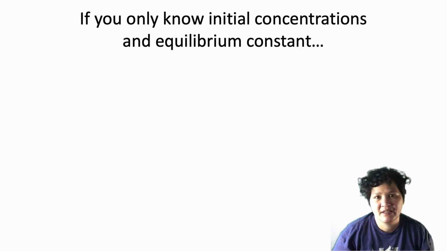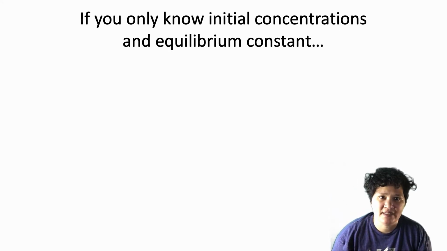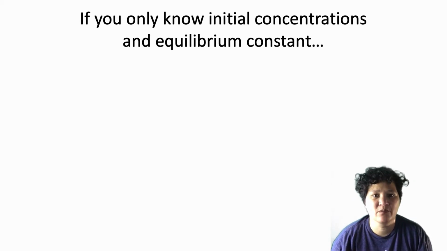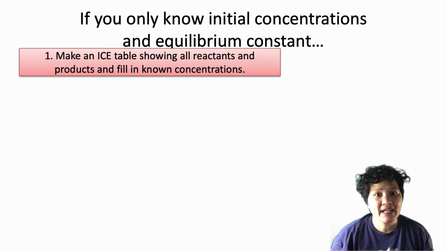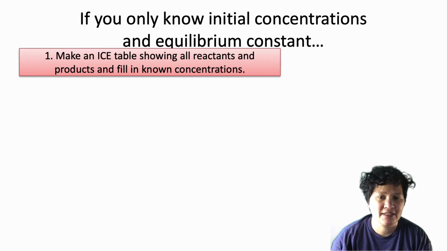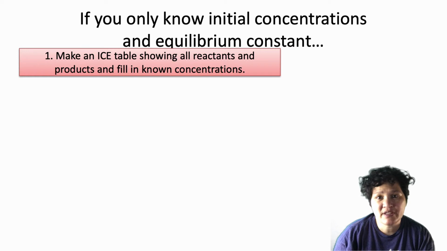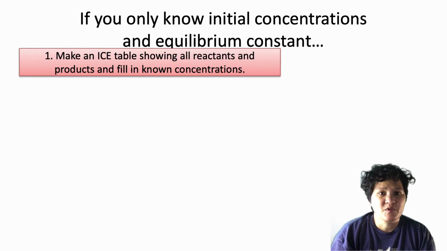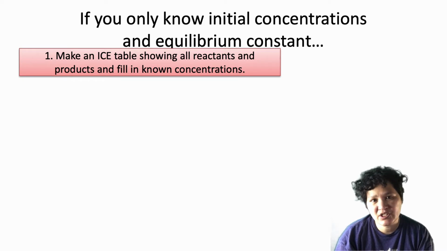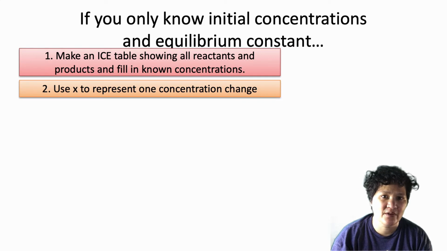So once again, as with many things, this is a multi-step process. First I'm going to walk you through the steps, and then we're going to apply them to some problems, starting with a fairly easy problem and then working our way up to a rather complicated one. The first step is to make an ice table as I showed you in the last video, showing all reactants and products. You're going to fill in the known concentrations just like we did before. Now in these sorts of problems, we don't have any equilibrium concentrations given, and so we can't calculate concentration changes with a simple addition or subtraction like we did in that other video.